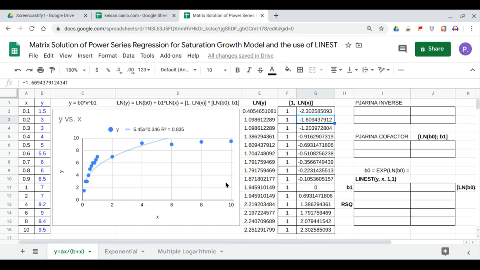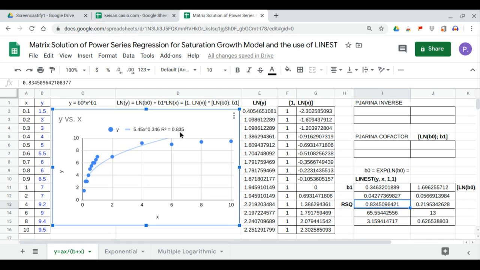Now that we have the dataset transformed, we can enter the LINEST function from this dataset. LINEST data y, data x. And we show the full statistics. Here we have r squared, which is 0.8345, rounded up as 0.835.